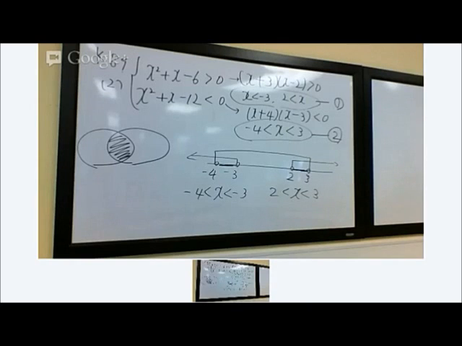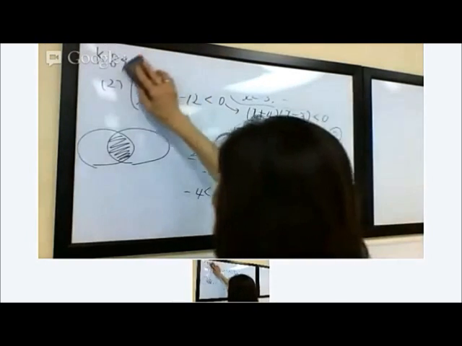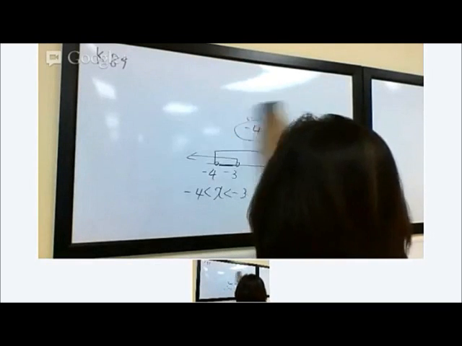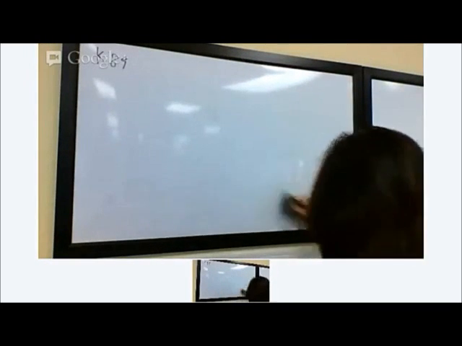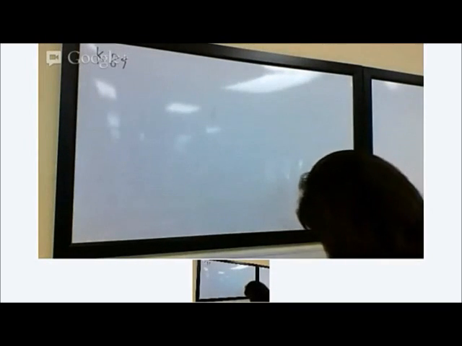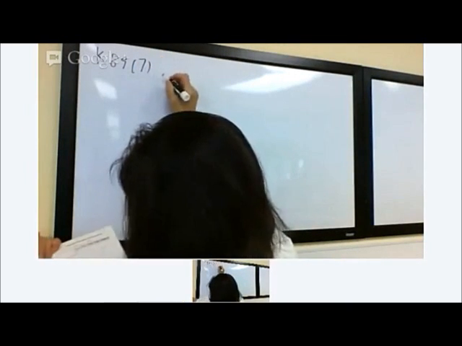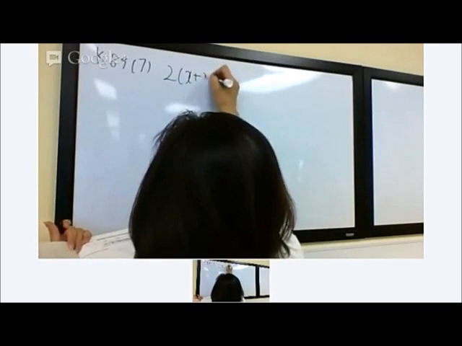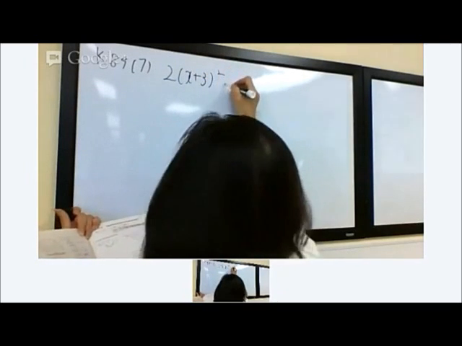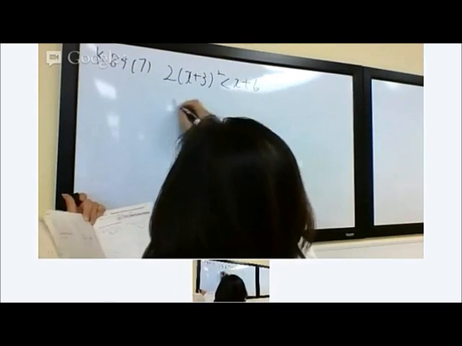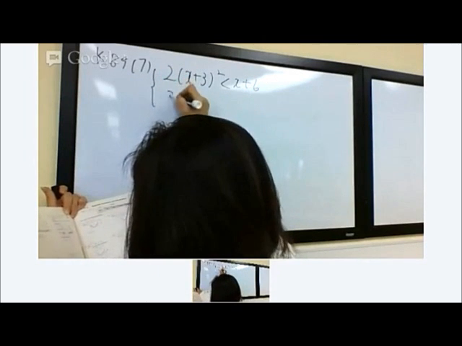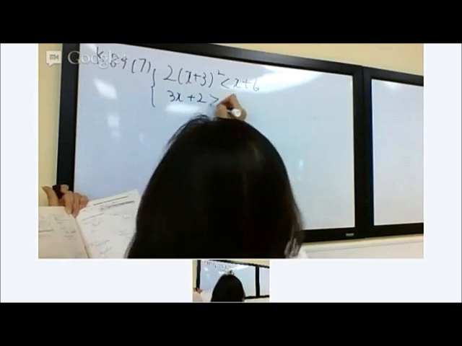Okay, now we do number 7. Number 7, 89B. No solution, because there's no overlap. Right, we need to solve. Number 7, answer. Okay, there's an overlap between 4 and -3 too.